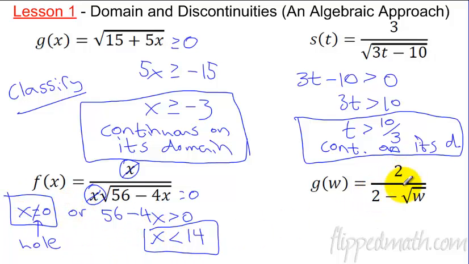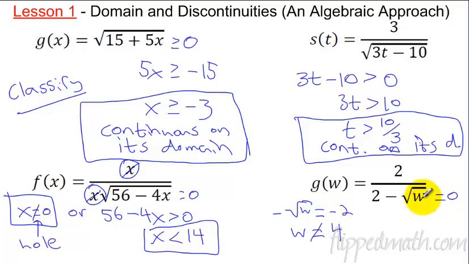All right, last one. We take the entire denominator, say that it equals 0, and solve it. If we subtract 2 from both sides, you get negative square root of w equals negative 2. Get rid of the negatives, square both sides, and you get w equals 4. So we know that w cannot equal 4, because that would make this, if you think about it, plug it in.